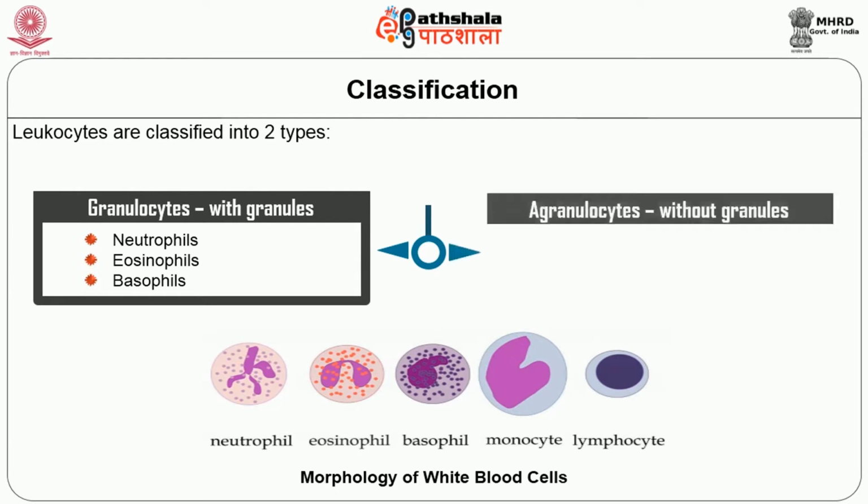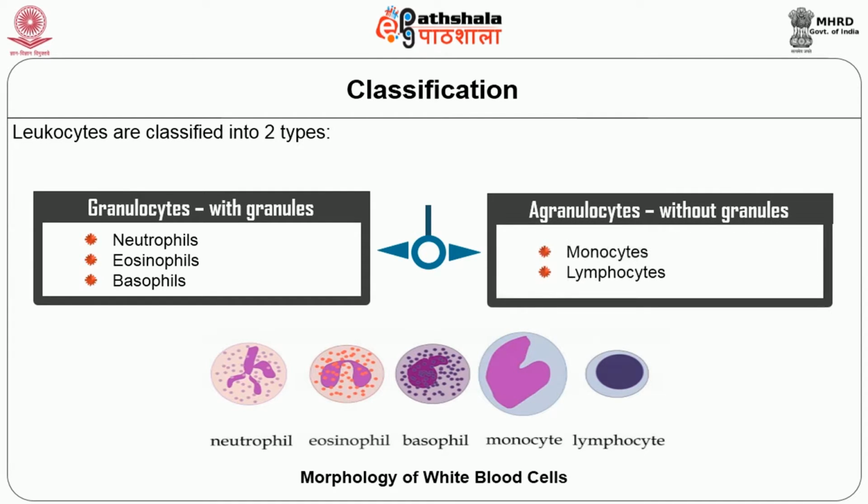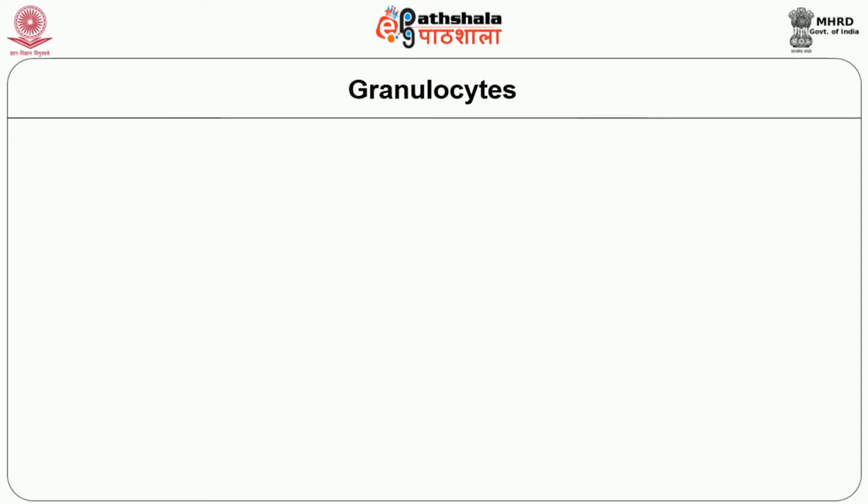Agranulocytes, which do not have granules in the cytoplasm, are the monocytes and the lymphocytes. Now, what are the granulocytes?